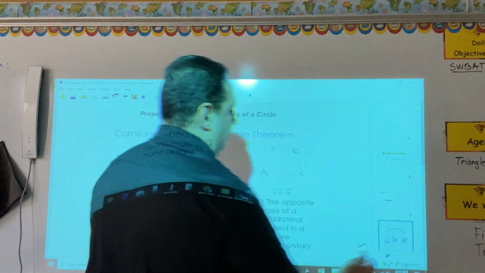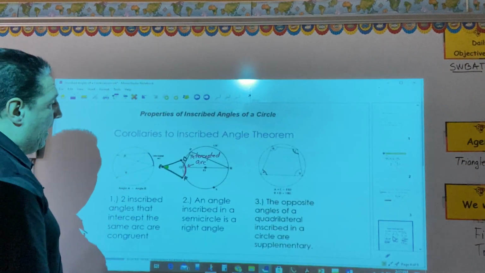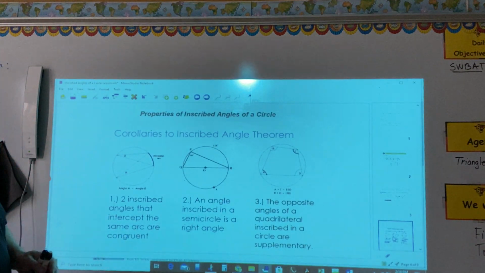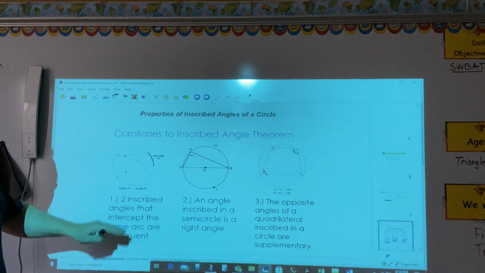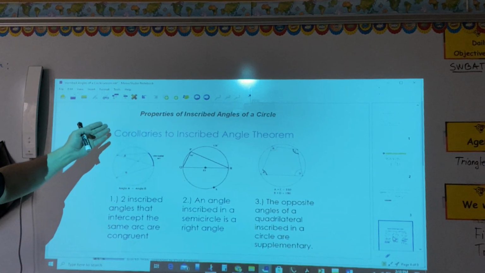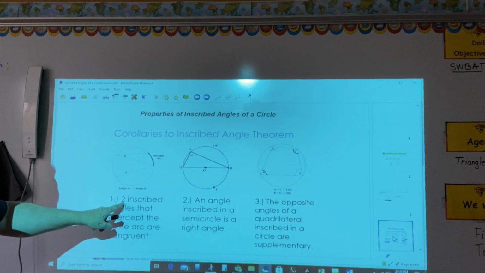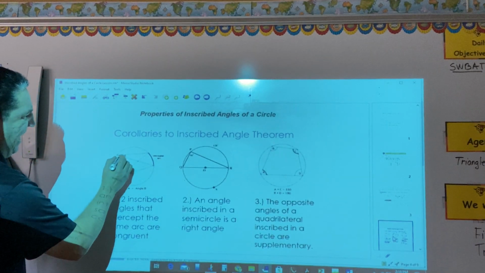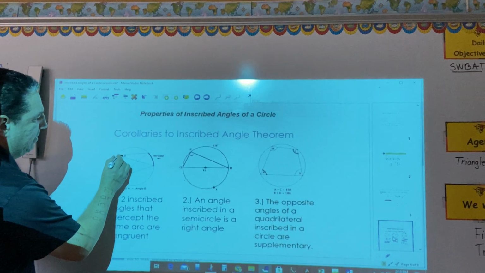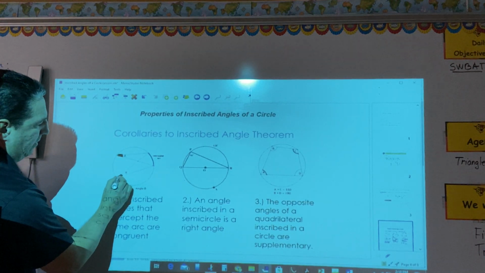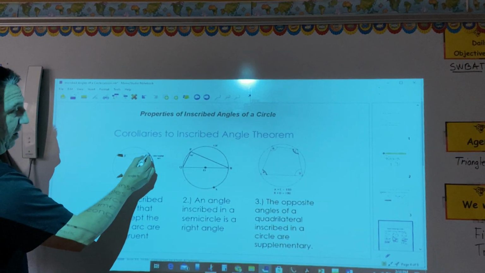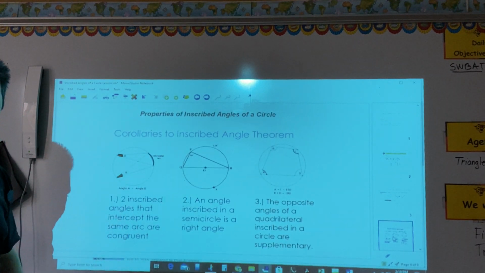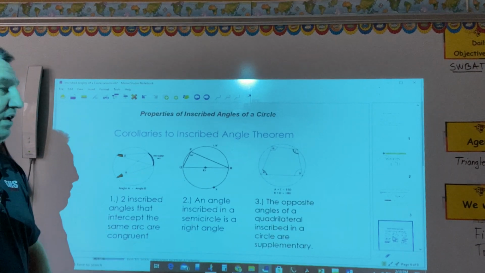Next, let's talk about properties of inscribed angles. First property: if two inscribed angles, like these angles, intercept the same arc, then these two inscribed angles are congruent.